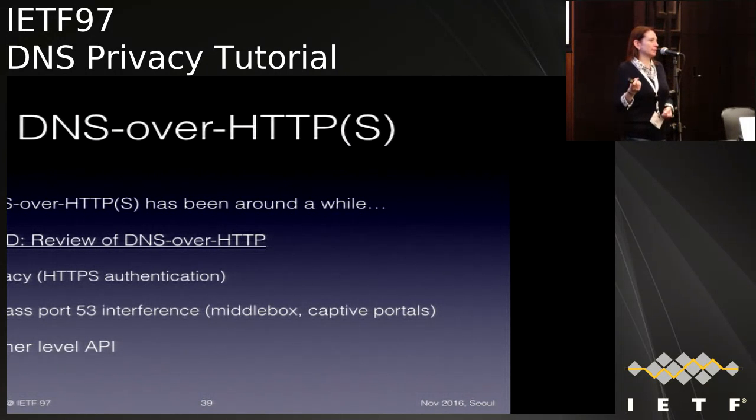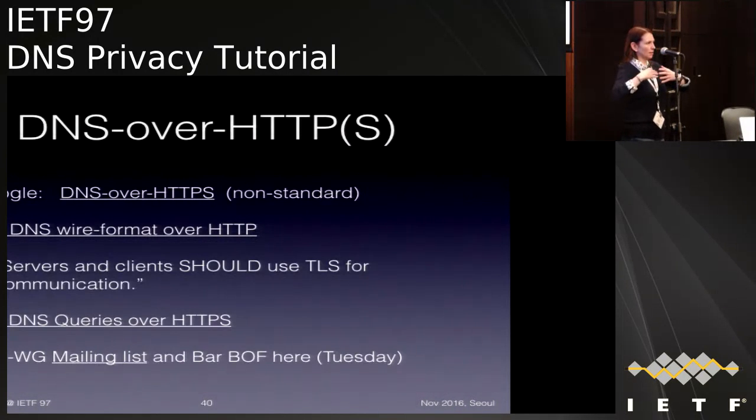But this is kind of gathering a bit of momentum. So it's not actually being positioned as a privacy solution first and foremost. It's much more a new technology, and there are drafts to specify how to do this. Google is actually offering a DNS over HTTPS service using a sort of non-standard implementation. But there's actually now a non-working group mailing list, and there's going to be a BOF on Tuesday night on this topic. So if you're interested in this side of things, I'd encourage you to go.